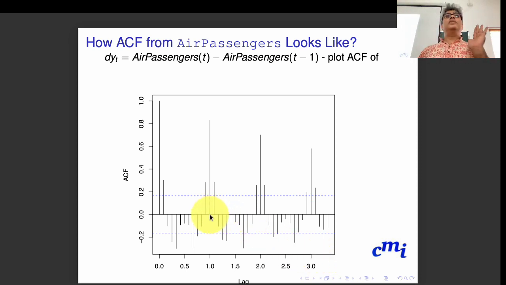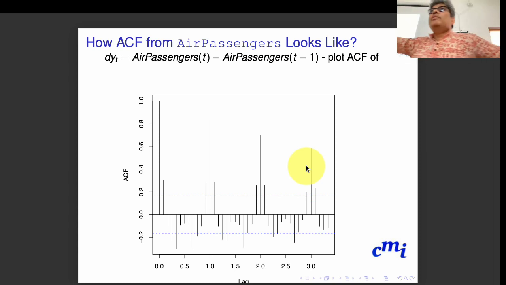Exactly at year 1 there is a spike, then year 2 there is a huge spike, then year 3 a huge spike. So it shows there is a very strong periodic behavior. So we can use the ACF plot to identify a very strong periodicity, that every 12 months there is something happening.